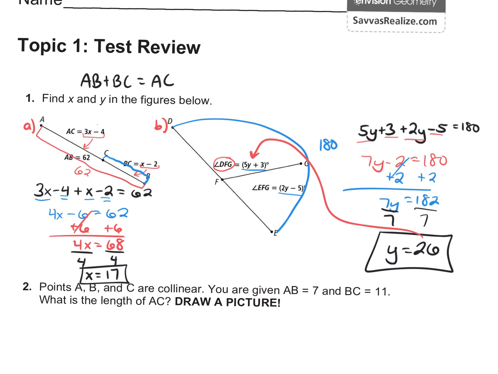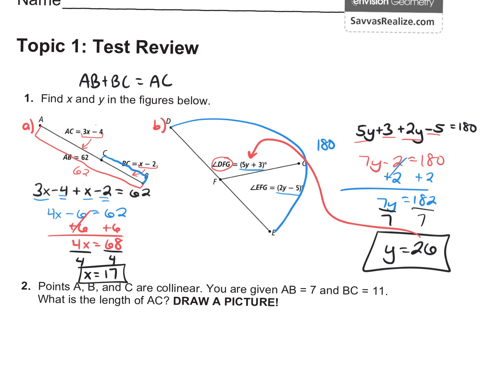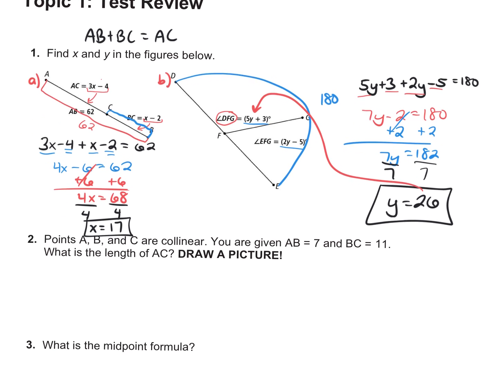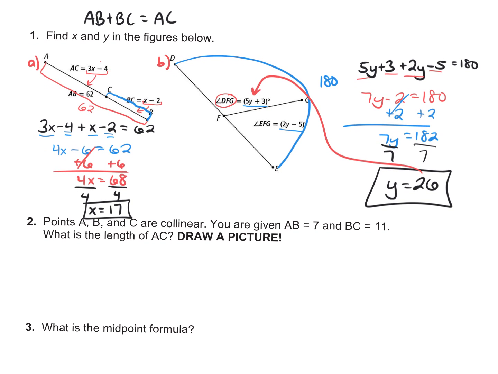Okay. Questions on those? All right, number 2 is pretty similar. It tells you points A, B, and C are collinear. What does the word collinear mean? All on the same line. So it tells you to draw a picture. Yes, you need to draw a picture. Is my picture going to look like this? No, why not? That's not a line, okay?